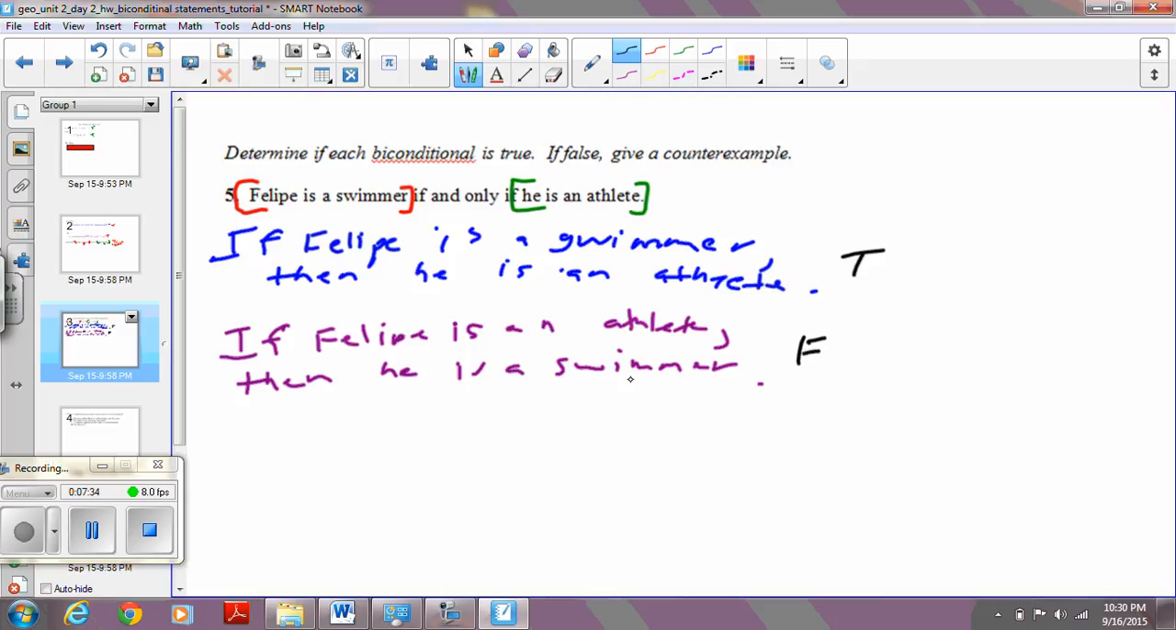So since both the conditional and the converse are not true, then we would say the biconditional is false as well. And it's false again because you don't have to be a swimmer to be an athlete. You can play other sports or do gymnastics, golf, and things of that nature, and you're still an athlete.